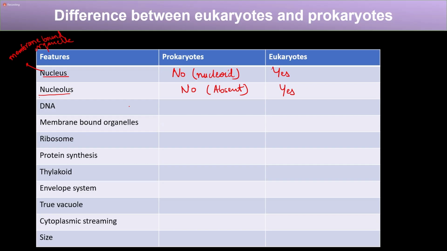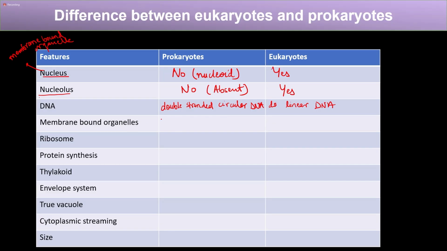Now, if we talk about DNA, what kind of DNA does a prokaryotic cell have? We just saw in the last lecture, in the last slides, that prokaryotic cells have double-stranded circular DNA. But in the case of eukaryotic cells, they have double-stranded linear DNA. So prokaryotic cells have double-stranded circular DNA, while eukaryotic cells have double-stranded linear DNA.